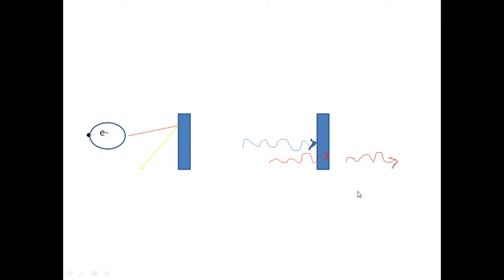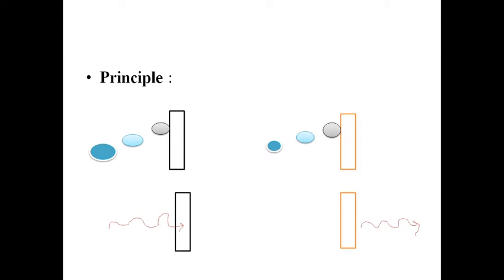See here, very simple. This electron behaves like a particle, it goes to the wall, then it is reflected. And if the electron behaves like a wave, that wave passes through this wall, and this is called quantum tunneling. So, the principle, I will show you with the help of a diagram. This technique is based on quantum tunneling. This is the basic thing.